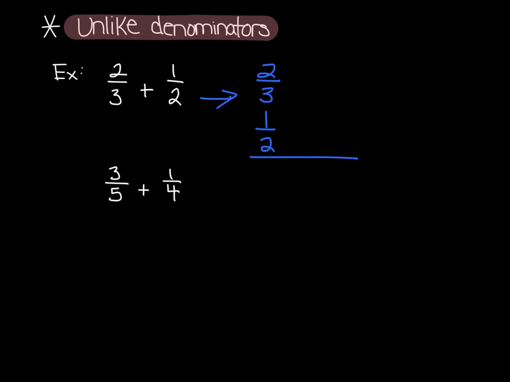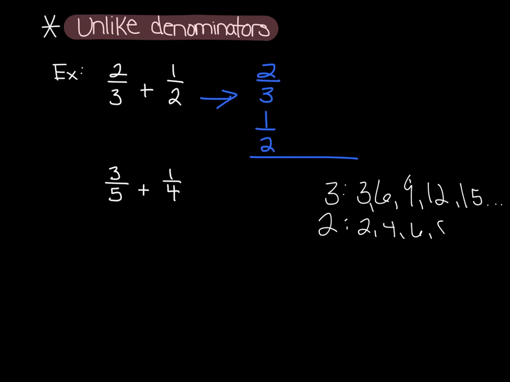Okay, next, in order to add these properly, you have to find the least common multiple, or really any multiple that both 3 and 2 have in common. What are multiples? Multiples of 3 are 3, 6, 9, 12, 15, and so forth. Multiples of 2? 2, 4, 6, 8, etc. We can see that 6 is our common multiple, so that is what we're going to use.